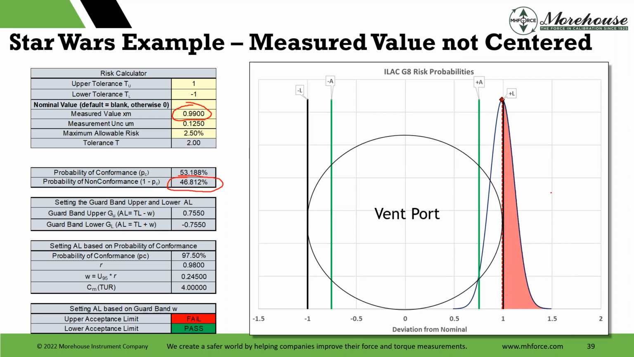So if we were making a measurement, the risk that we would tell a customer that they would have on their device, we would say this device there's a 46.812% chance that this device is non-conforming. And there's a 53.188% chance that it is conforming. And most people are going to fail that measurement.